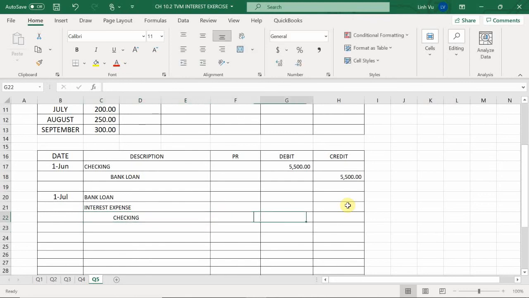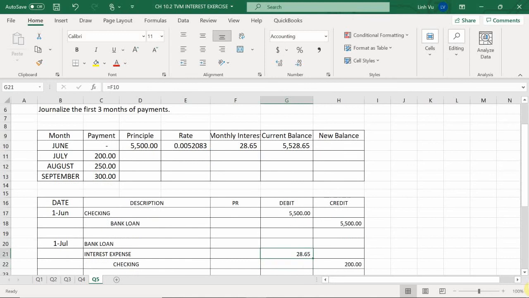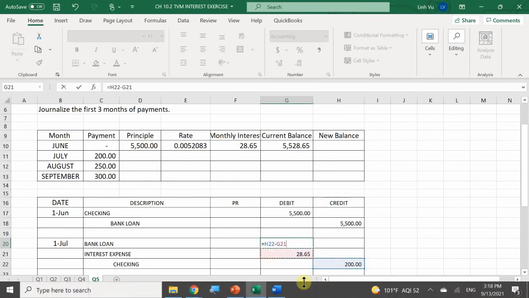In this case, I'm making a $200 payment. However, I've calculated the amount of interest I'm collecting for that month, which is $28.65. So how much money is actually going to be going towards my actual principal?